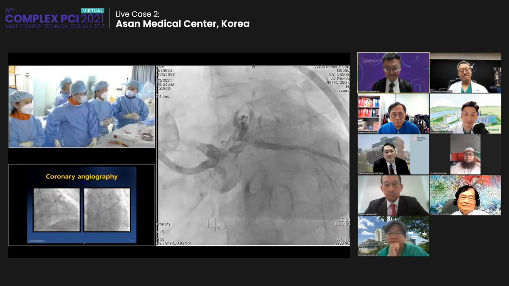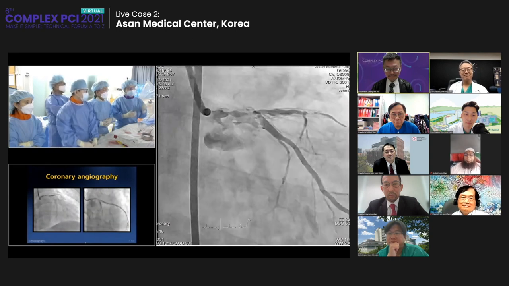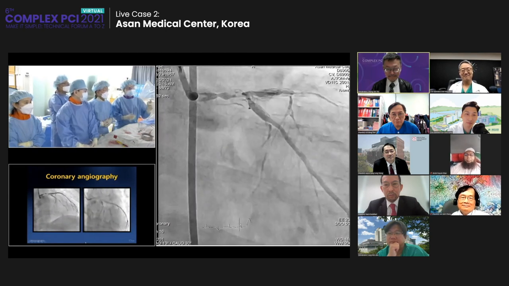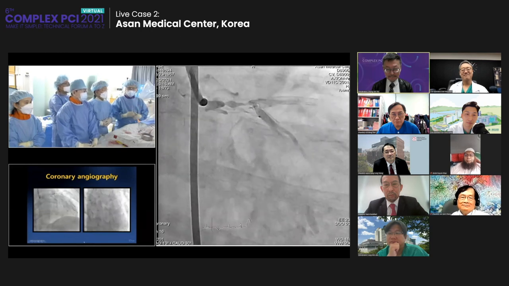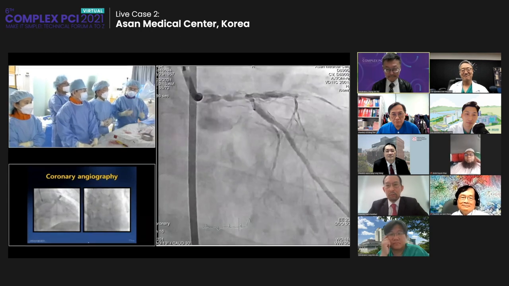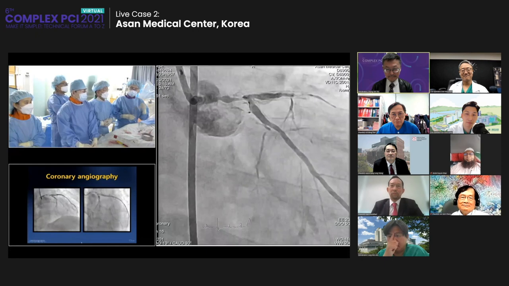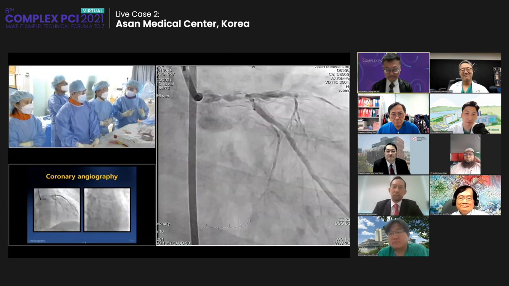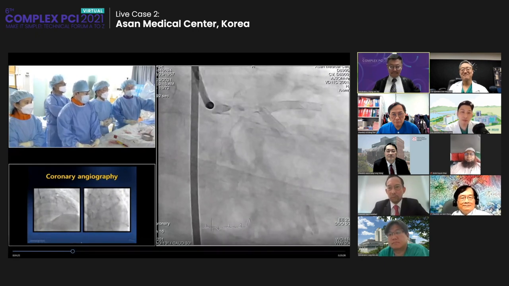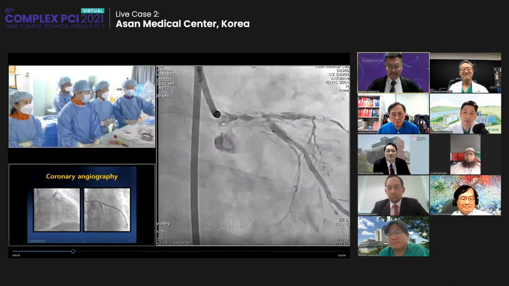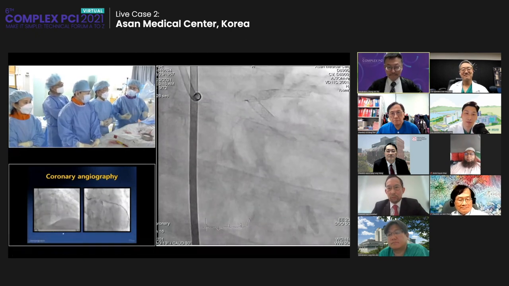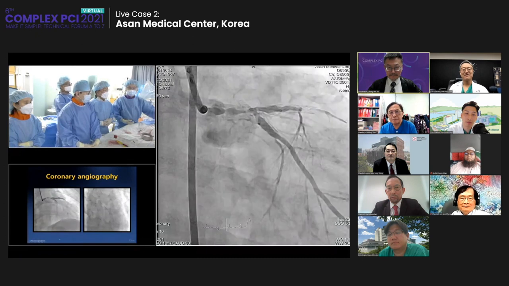So I want to try PCI with the large size balloon and debulking if needed, and then perform another DCB or add another stent if needed. Because this is only left main and very proximal disease, we always have room for CABG because we did not touch the distal vessels.